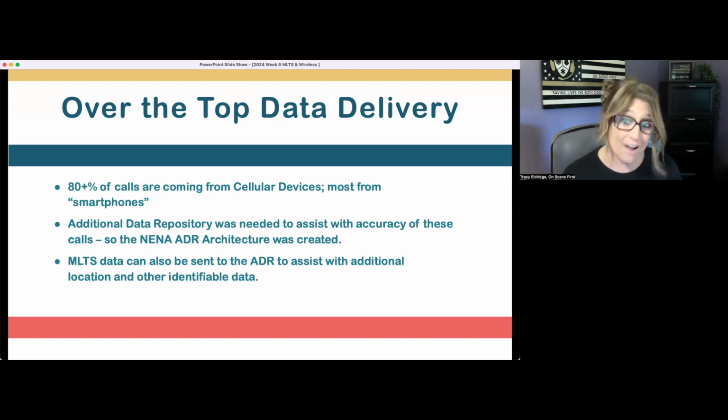But that's not really practical or possible because we have hundreds of call handling solutions. We have hundreds of, between the CADs and the mapping and all of that. While yes, some of them bought into it, some of them integrated into it, there is no one solution that can receive all of the additional data that the portal can receive.